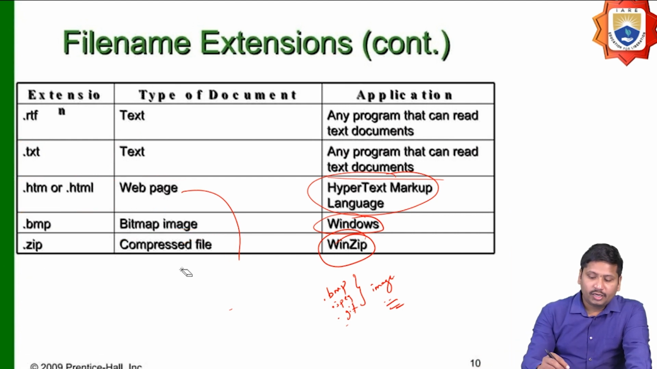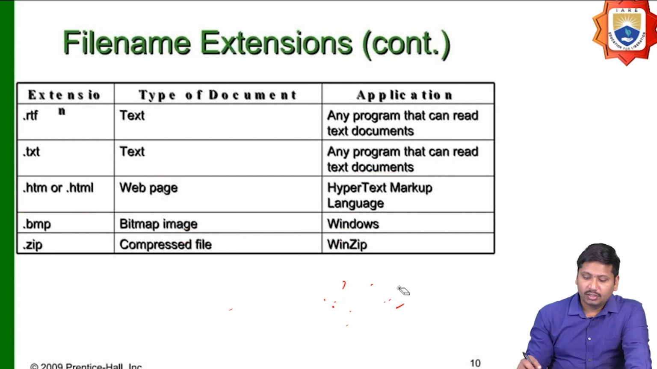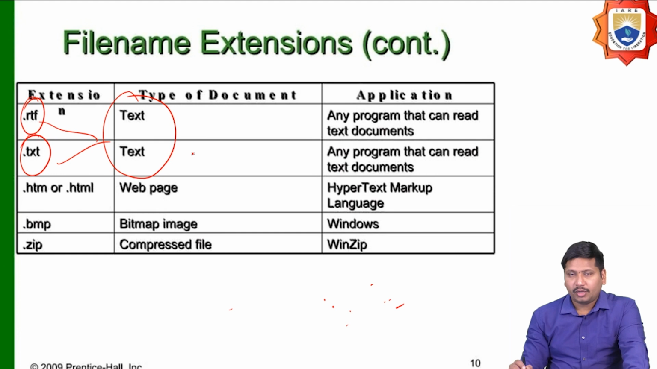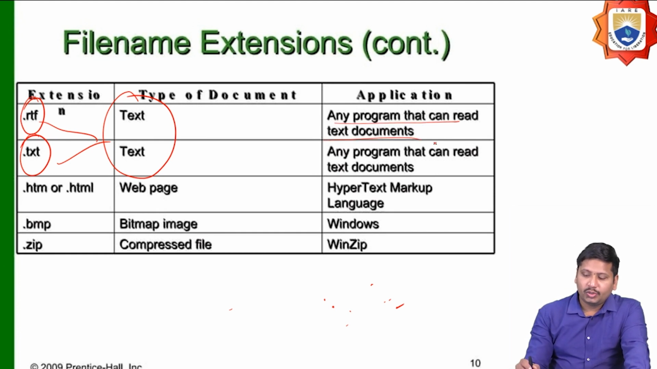Right? So for text, what we have here is .rtf and .txt. Both are the same type of text document, and any program that can read text documents is going to be used for this type of extension.